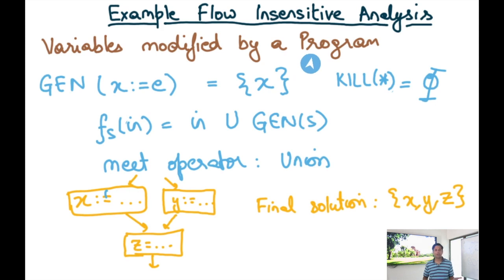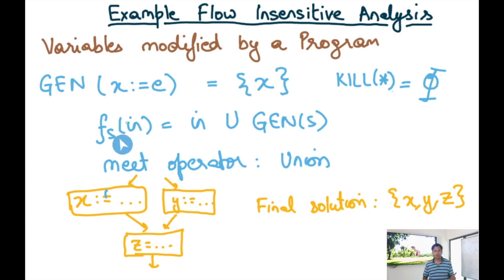In this case, I'm going to define my transfer function and my meet operator. My transfer function is, if there is an assignment of this form x := e, then I basically say that this statement generates a modified variable, and in this case it's x. And the kill set is basically empty for every other instruction. So even for this instruction, nothing is getting killed because we are just interested in what are all the variables that ever appear on the LHS of any assignment statement. That means they get modified ever.